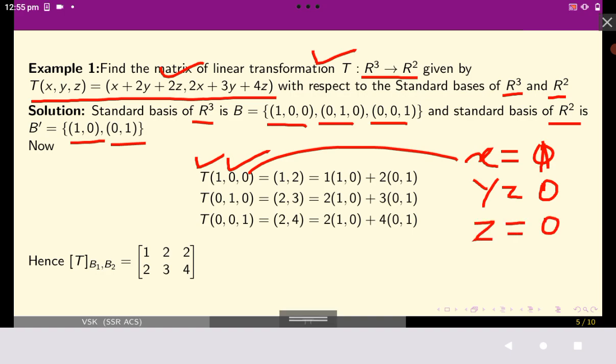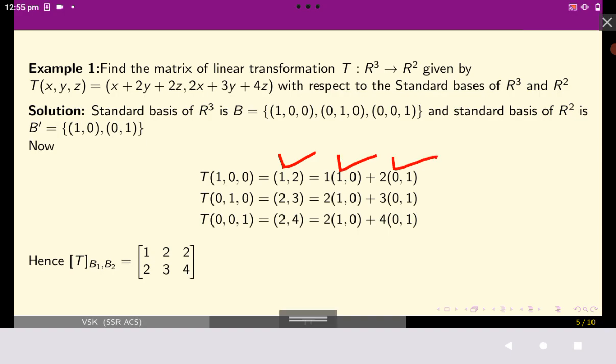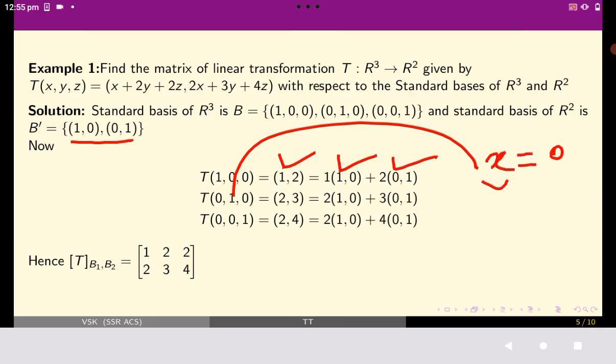So accordingly, when we put this value over here, we'll get (1,2), because this will give us 1, and from this we'll get 2. And this (1,2) can be clearly written as 1 into (1,0) and 2 into (0,1) as a linear combination of these vectors. Similarly for (0,1,0), here what is the value of x? The value of x is 0. Value of y is 1. Value of z is equal to 0.